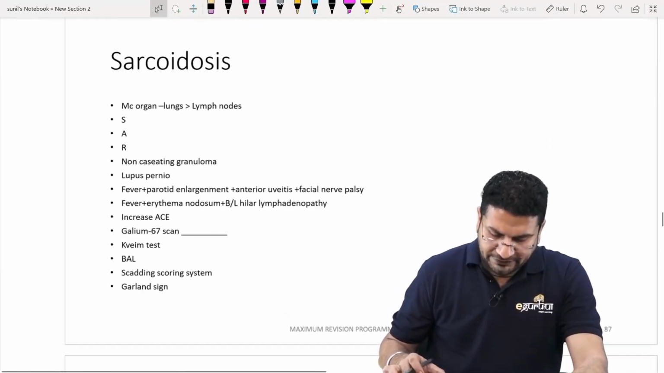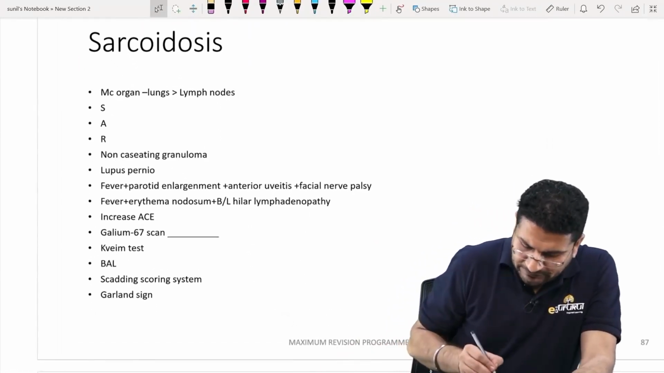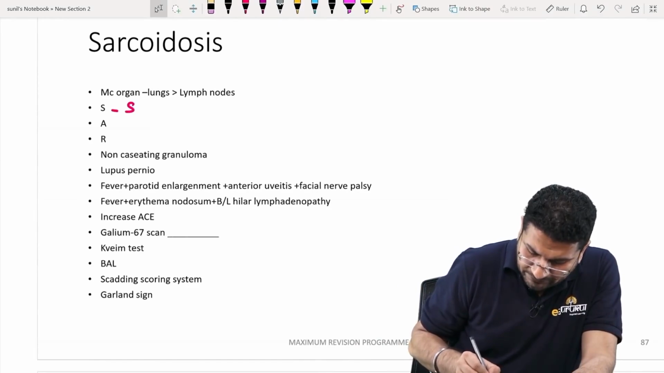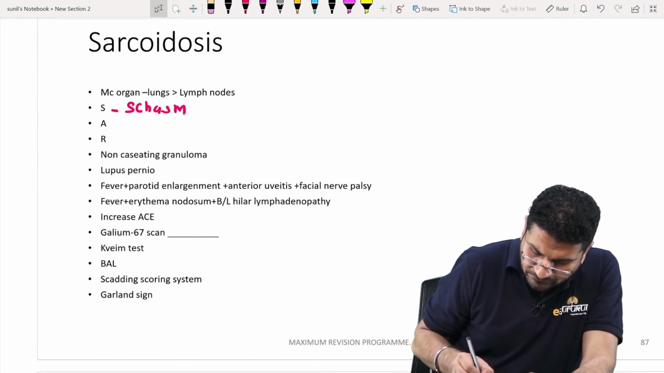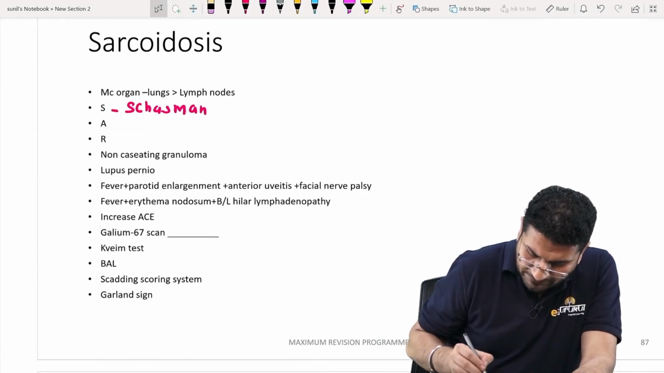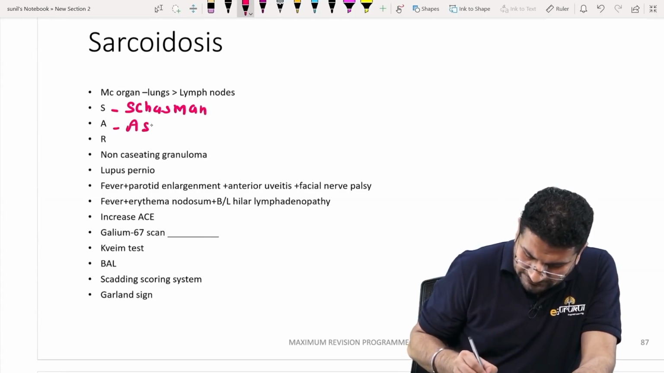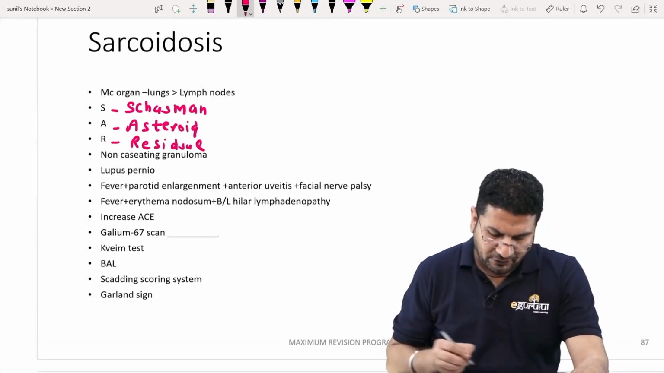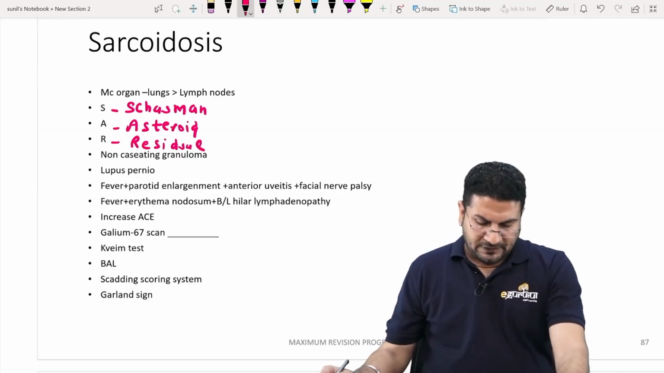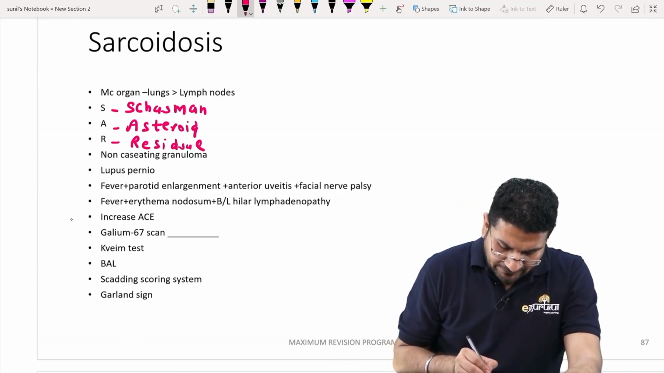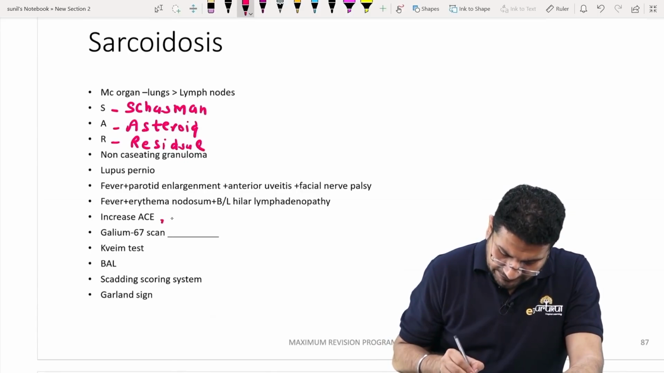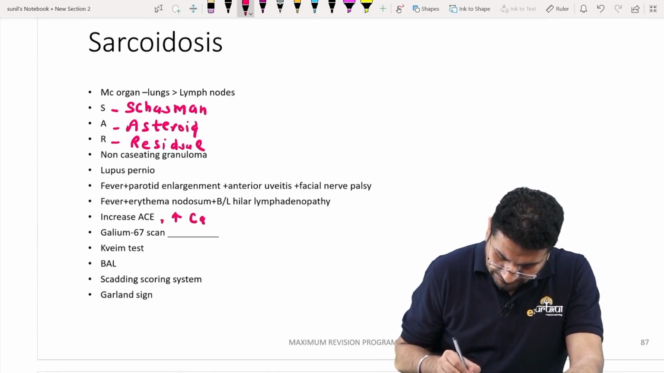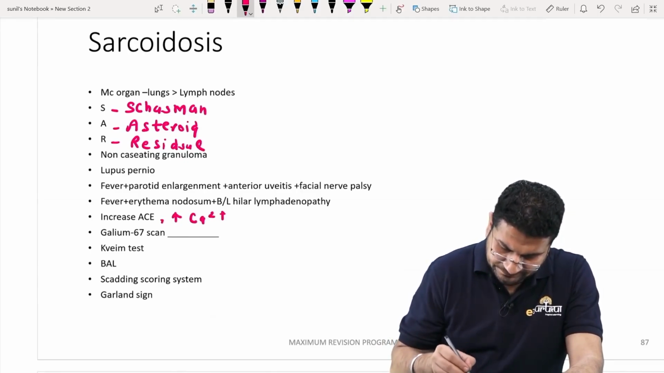Most common organ affected is lungs, followed by lymph nodes. You will see Schaumann bodies, asteroid body, residual body. There will be non-caseating granuloma. There will be increase in level of ACE and there will be increase in calcium.